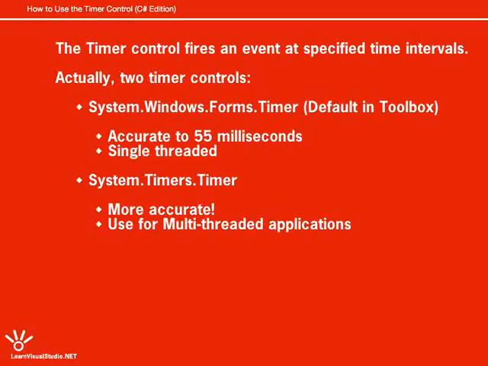The Windows.Forms.Timer version, the one you get by default in your toolbox, is only accurate to about 55 milliseconds, which is about 1/20th of a second. While that doesn't seem like a lot, it can add up over hours or days. It's also used primarily for single-threaded applications, like most of the applications that you'll build initially. If you need more precision or need to work in a multi-threaded environment, you may prefer the other control.